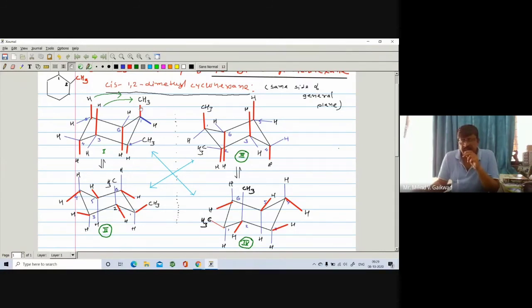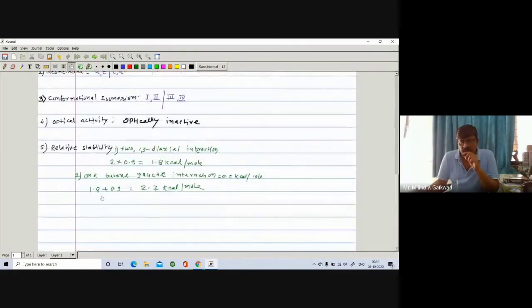How to find out the energy? The methyl in the axial position, we have 1,3 diaxial interaction. There are two 1,3 diaxial interactions. So you have to add 0.9 into 2, 1.8 kilocalorie per mole energy. Similarly, in case of structure number 1, the methyls are gauche to each other, and you have to add 0.9 kilocalorie per mole energy. So here the total energy is 1.8 plus 0.9 is equal to 2.7 kilocalorie per mole energy. So this is about the energy.